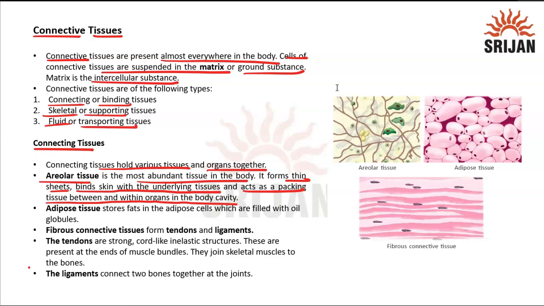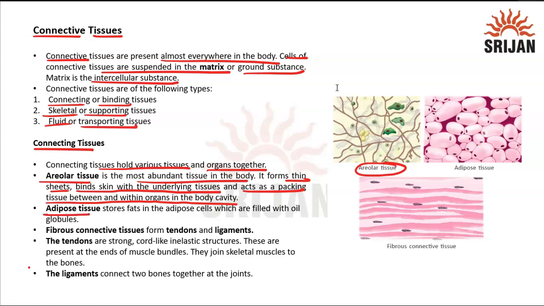So here it is the areolar tissue. Like in the diagram itself you can see the areolar tissue, how it is trying to hold up the different types of cells and keep them together so that they won't go away here and there.